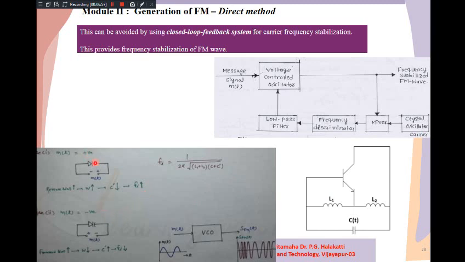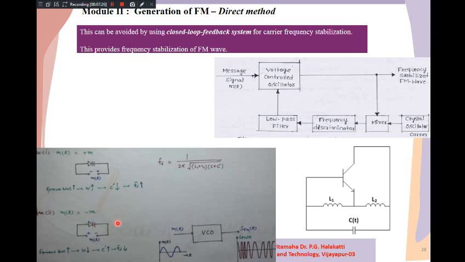During the positive peak of m of t, it is going to reverse bias your varactor diode. Because of reverse bias, junction width will increase, hence capacitance will decrease. Once capacitance decreases, you can see the denominator will be increasing. As the denominator is increasing, the frequency will increase. That's all.